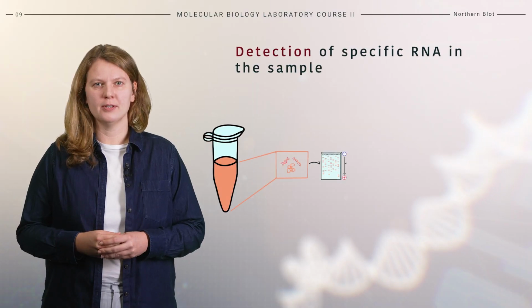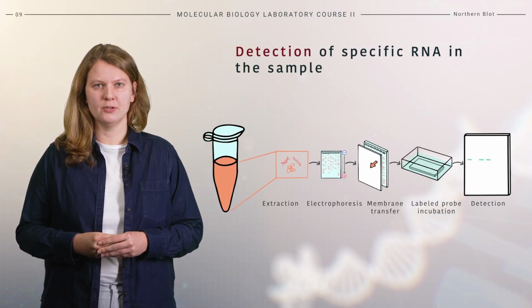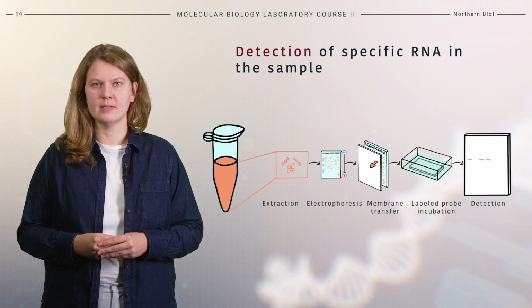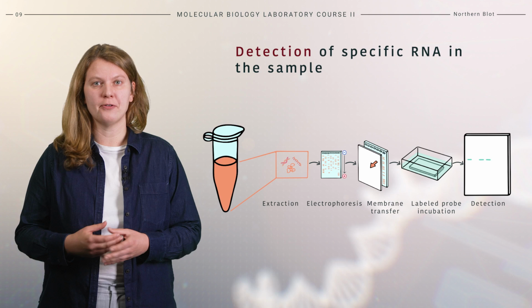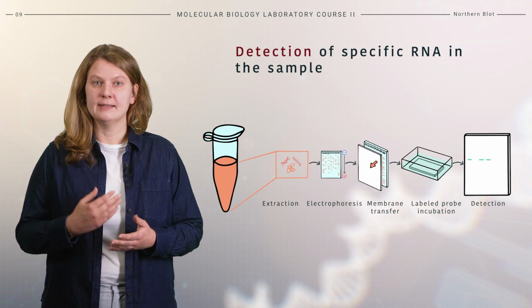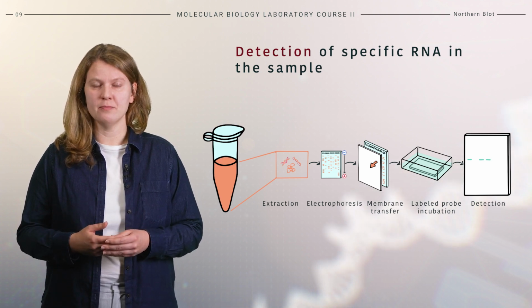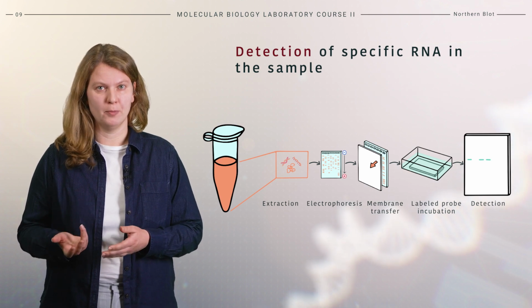In this video, we will learn about northern blot analysis. Northern blotting is a molecular biological method used to study RNA levels. This is done by detecting specific RNA molecules in a mixture of RNA. The detection is based on hybridization between RNA and a label probe.